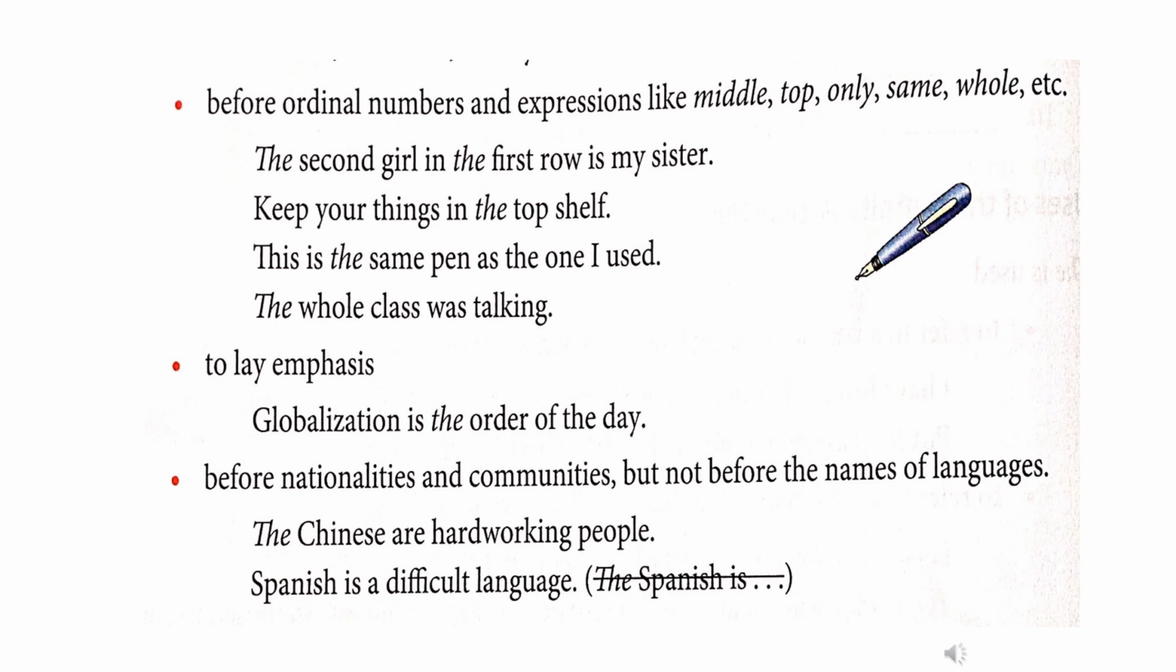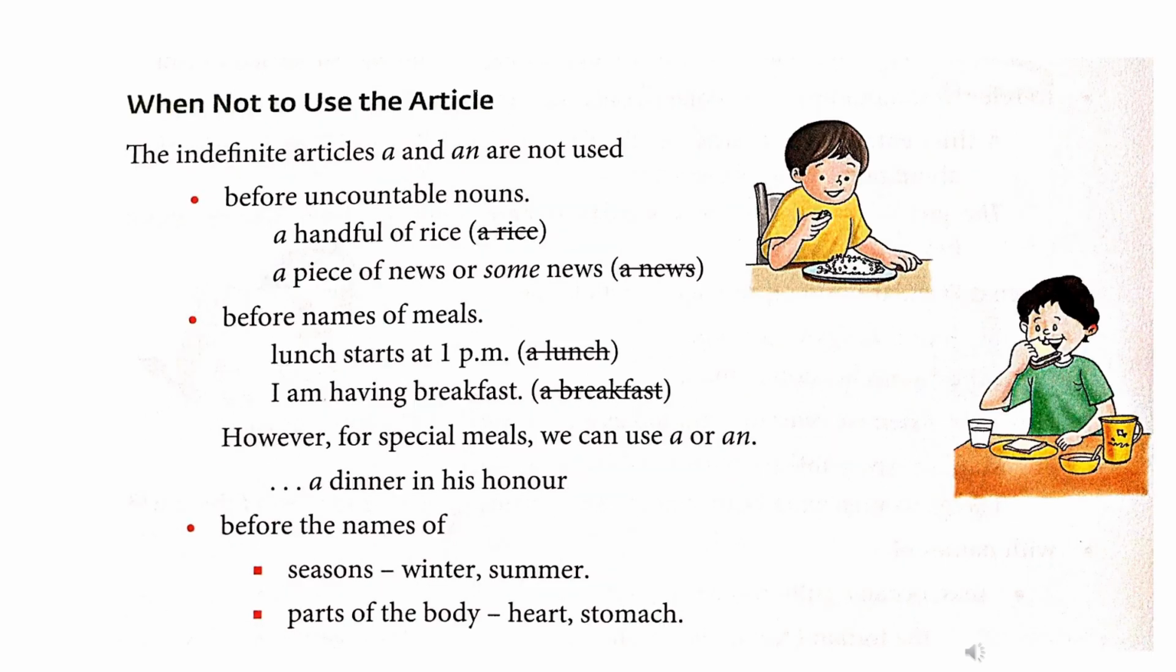The Chinese means the people of China. Second, Spanish is a difficult language. The Spanish is a name of a language. Now we are going to see when not to use the article.